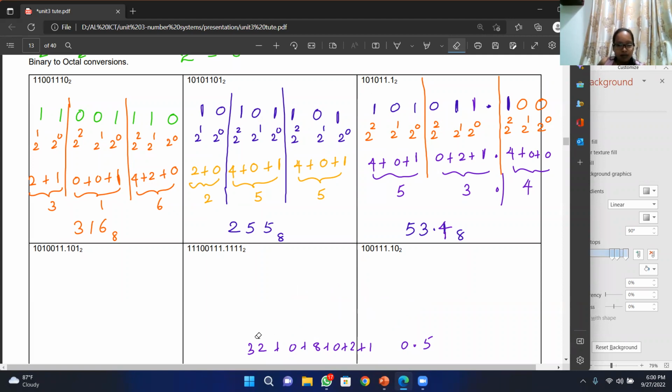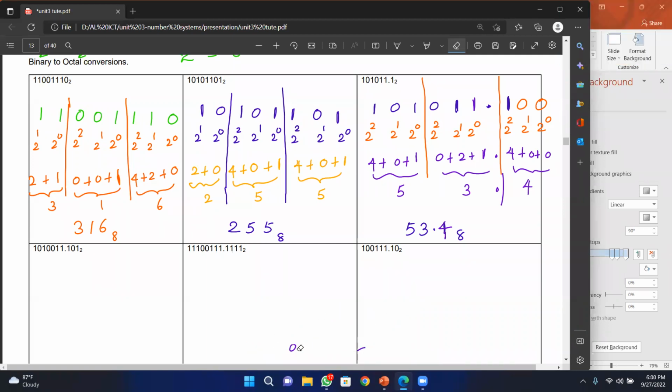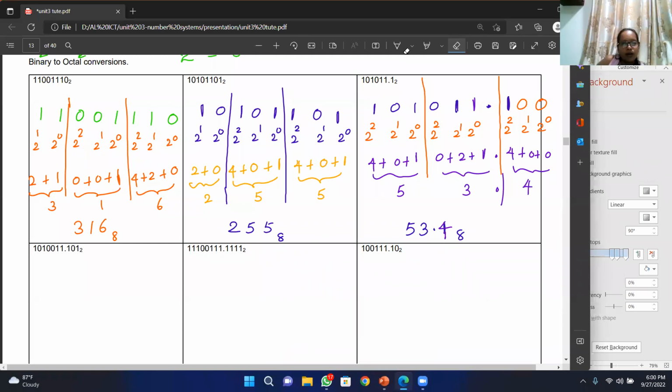Next one. So I got 123.5 to the base 8. 123.5. Rahik also has taken that one.